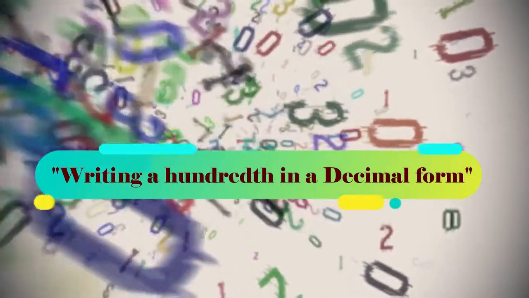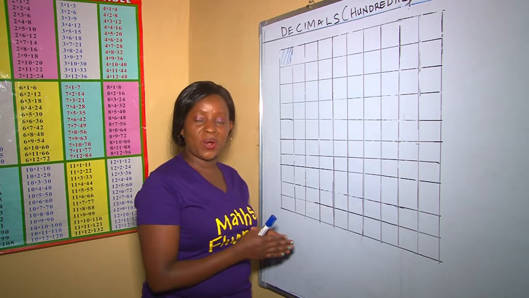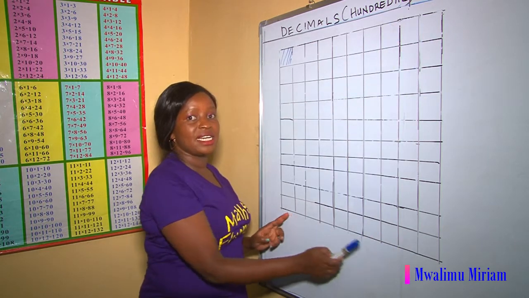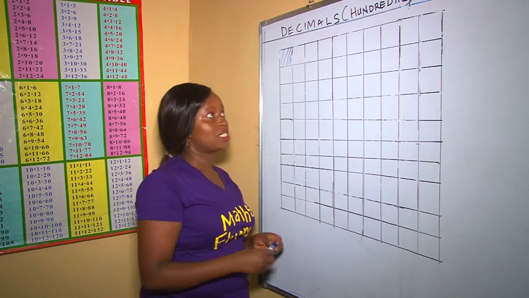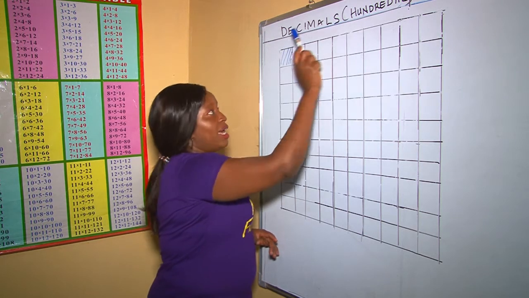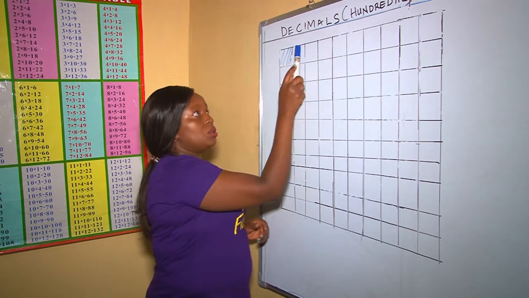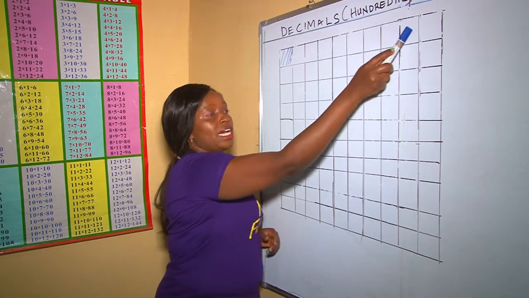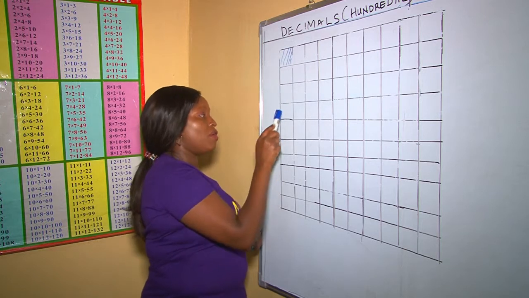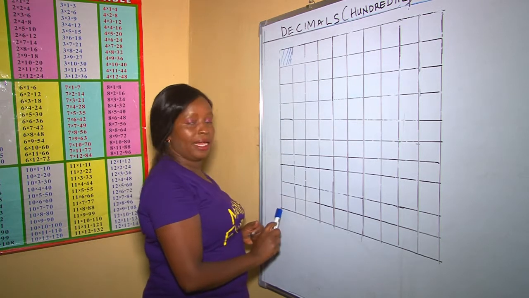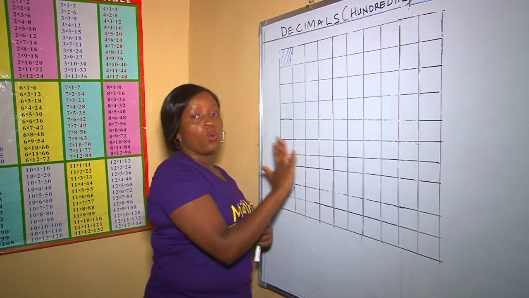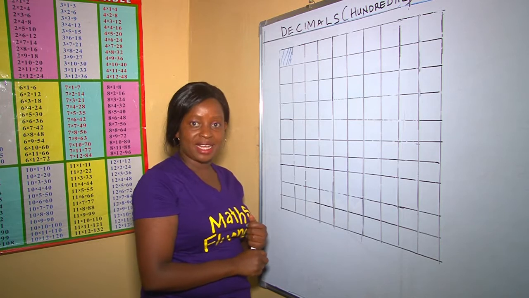Here we have a grid of 100 squares. As you can see, if we count all the squares in this grid, they are 100. To prove it, let's count the number of squares going to the right and going downwards. 1, 2, 3, 4, 5, 6, 7, 8, 9, 10. These are 10. Going downwards, 1, 2, 3, 4, 5, 6, 7, 8, 9, 10. 10 times 10 is 100. Therefore, in this grid, we have 100 squares.